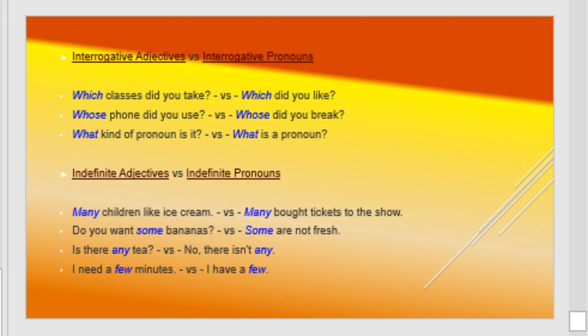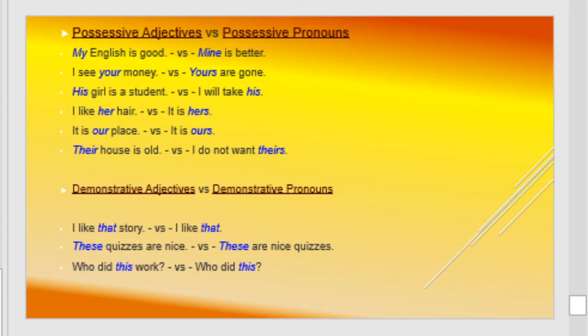Indefinite adjectives versus indefinite pronouns. Many children like ice cream. Many bought tickets to the show. Do you want some bananas? Some are not fresh. Is there any tea? No, there isn't any. I need a few minutes versus I have a few. If you noticed, there's really a big difference. So I want you to check again and again and again, okay?